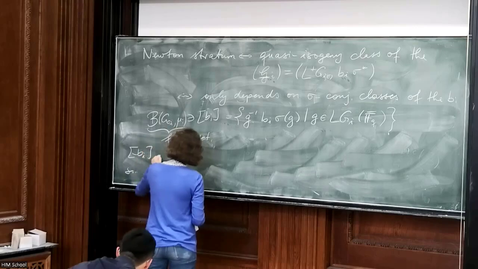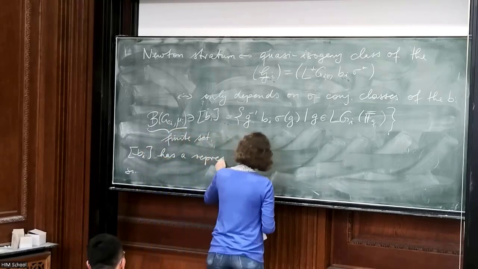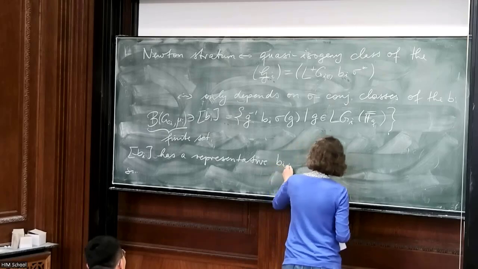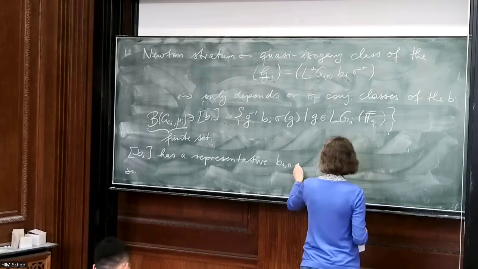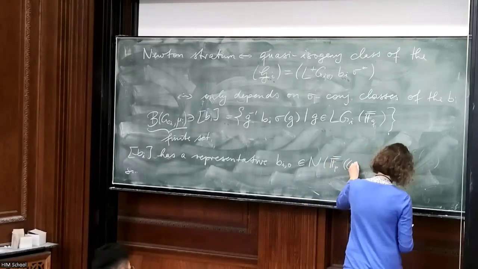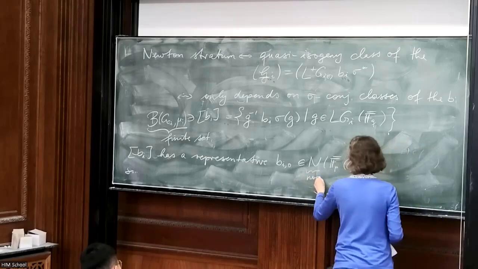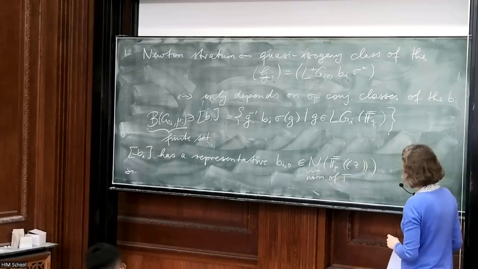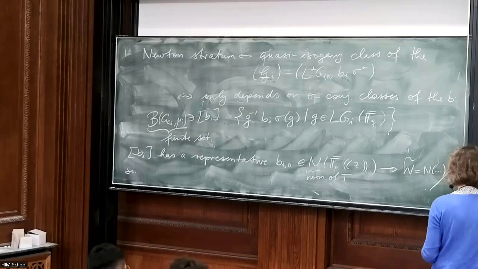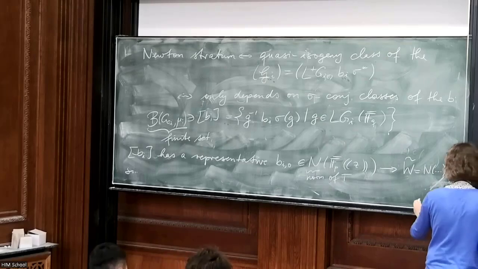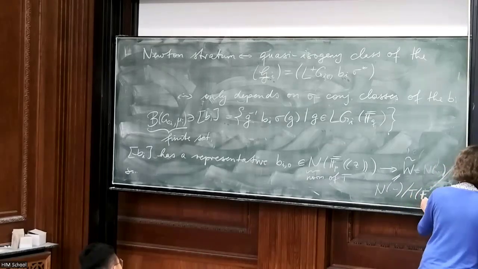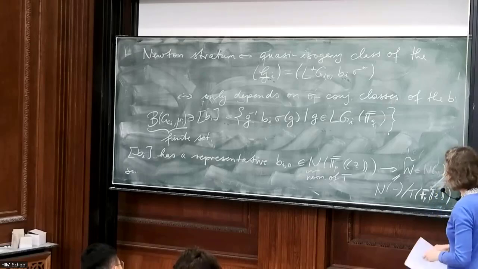This b_i has a representative, say, b_i, maybe I call it b_i^0, in the normalizer of T, so in N(F_p-bar((z))), so this is the normalizer of T, such that if you map this to the extended affine Weyl group, which is the normalizer modulo T of F_p-bar((z)), this is the extended affine Weyl group.